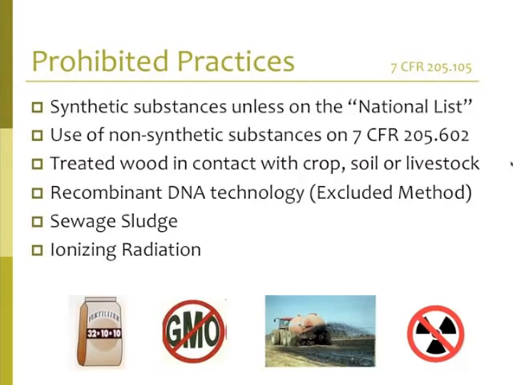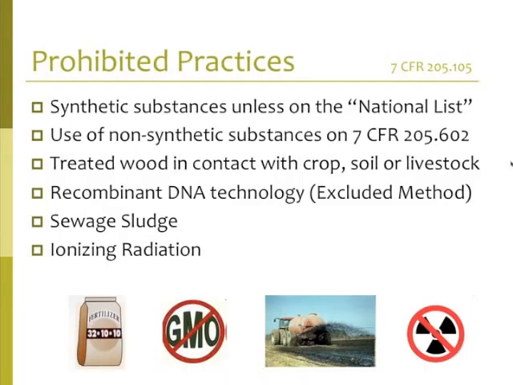So this slide here is touching on prohibited practices, and in the upper right corner I wrote the section of the regulations that you can find this information in. In addition to using synthetic substances that are not specifically permitted, there are other practices that are not allowed in organic production. There are several natural or non-synthetic substances that aren't allowed, such as strychnine, arsenic, and tobacco dust, and those are listed specifically in the regulation.